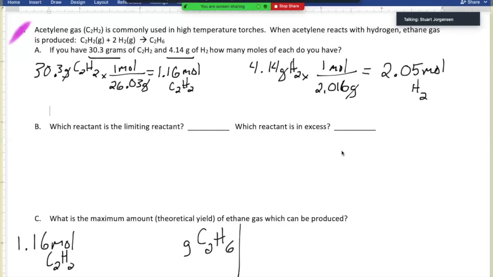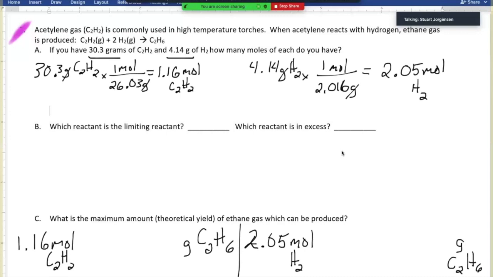But we also want to know that if, for example, our hydrogen is the limiting reactant, we had 2.05 moles of hydrogen. We want to know how much theoretical ethane we would get from this. So we want to find grams of C2H6 here. So we're going to set up two separate problems, but then we're going to be able to compare them, which will be really kind of nice.